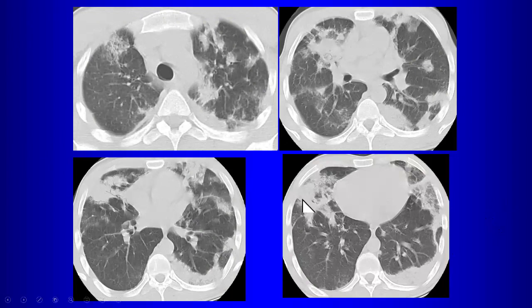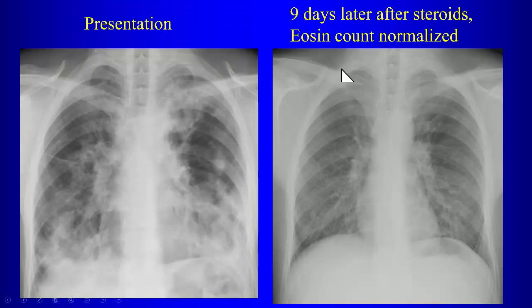So this patient was diagnosed with chronic eosinophilic pneumonia and was treated with steroids. 9 days later, you can see the rapid response. So it is important to mention this in your differential diagnosis, as these patients do respond rapidly to proper therapy.